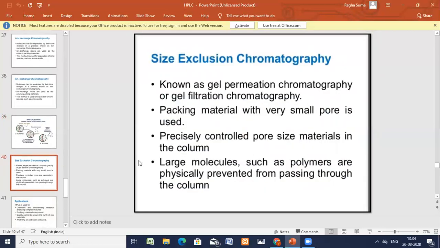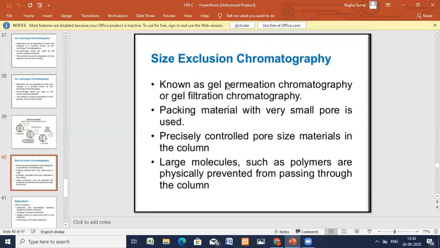Now size exclusion chromatography. It is known as gel permeation chromatography or gel filtration chromatography. Packing material with very small pores is used. Precisely controlled pore size materials in the column are used. Large molecules such as polymers are physically prevented from passing through the column. Size exclusion, gel permeation, gel filtration, all the same.